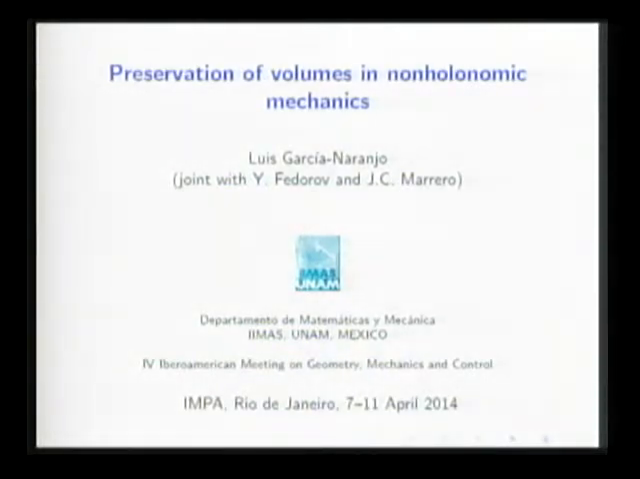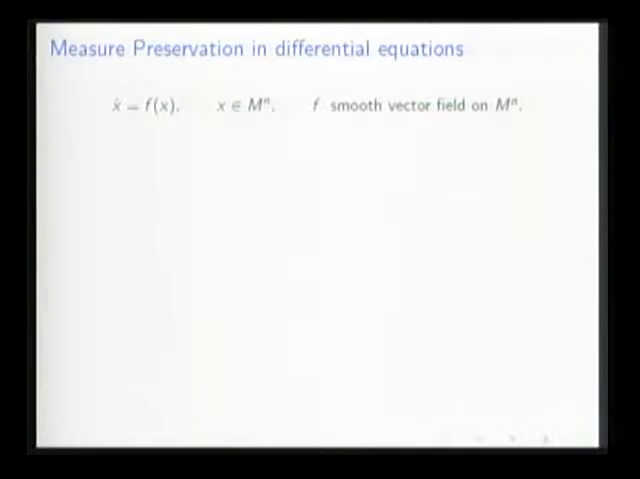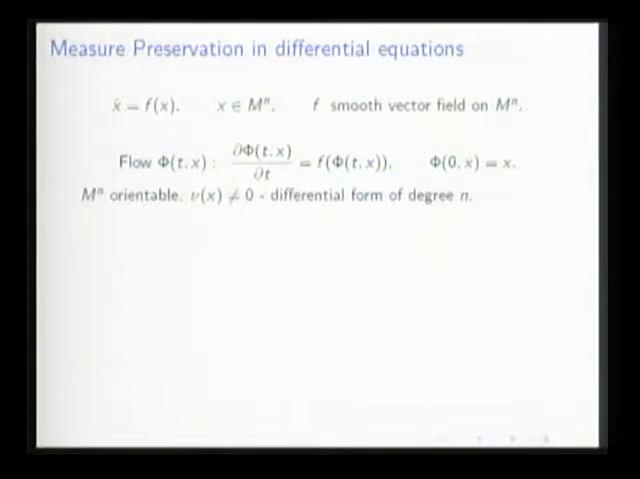So the subject of the talk, preservation of volumes in non-holonomic mechanics, I'd like to start by talking a little bit about preservation of volumes just for differential equations in general. So suppose you have a certain differential equation defined on a manifold, given in terms of a smooth vector field on it. Well, we're interested in knowing whether this preserves a certain measure. To begin with, I need to assume the manifold to be orientable so that there exists a differential form of degree n that does not vanish. So that's going to be my volume form, say a volume form, a special one.